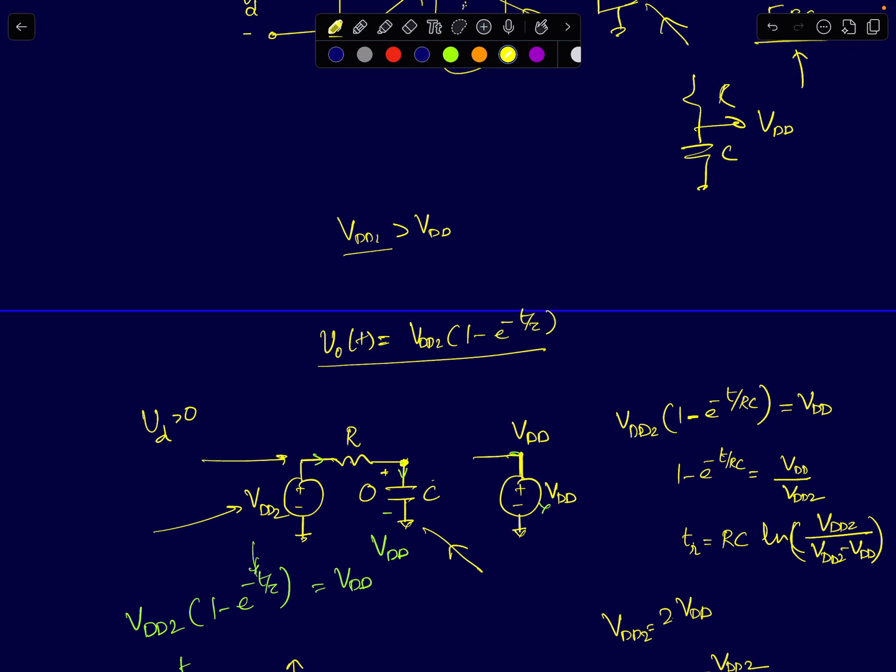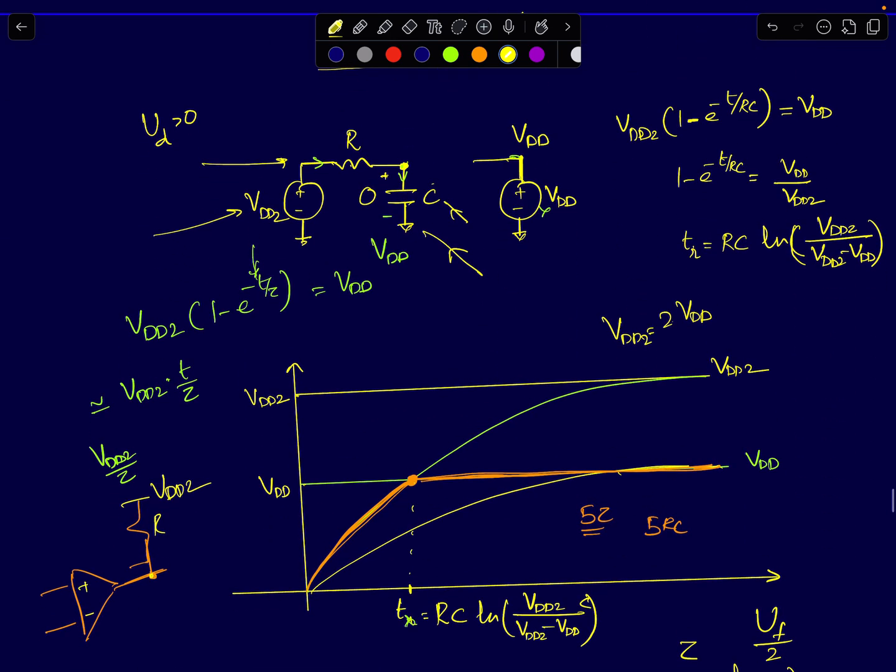Now this circuit is very simple. We know how to find the voltage across the capacitor. Assuming initial voltage is 0, it will be VDD2 times 1 minus e power minus t upon tau, where tau is equal to RC. So this is how the graph is going to look. The yellow line here represents the voltage VDD2. The green curve is the first order charging, ideally the voltage across the capacitor, which follows a first order charging with a steady state value equal to VDD2.